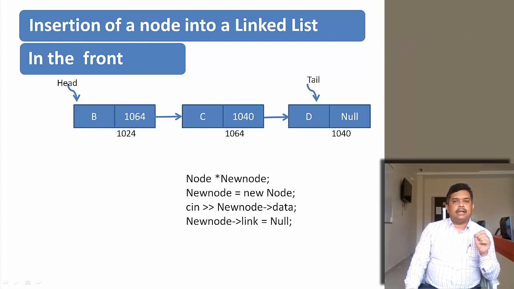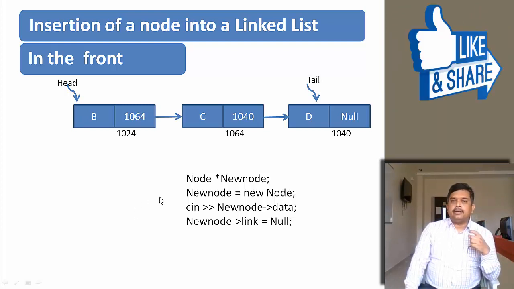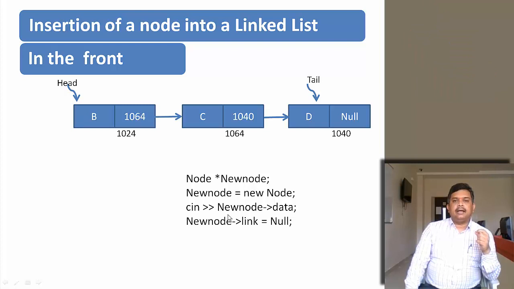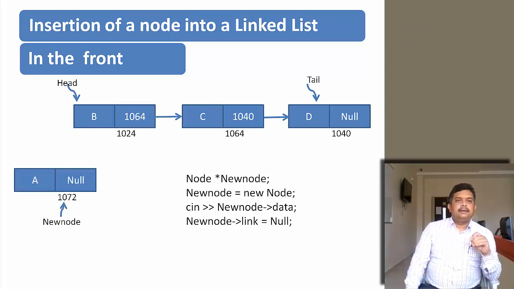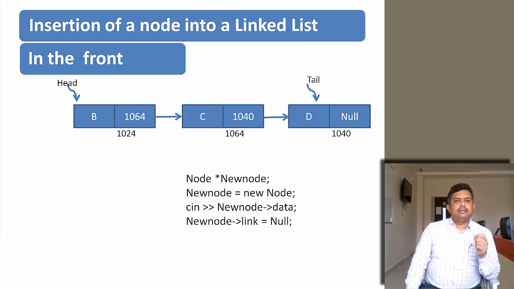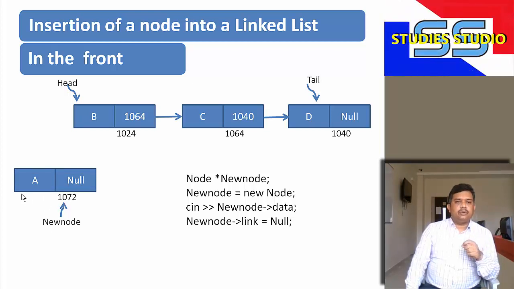For that, what do I have to do? Already I know to create a node: I must create a new node and keep some data in that, and the next link of the new node must be null. So I'll create a new node in this manner. Let us say I kept the data A here and its next is null. You can see here I have created a new node which is assigned at location 1072, and the data I kept is A and its link I kept null.